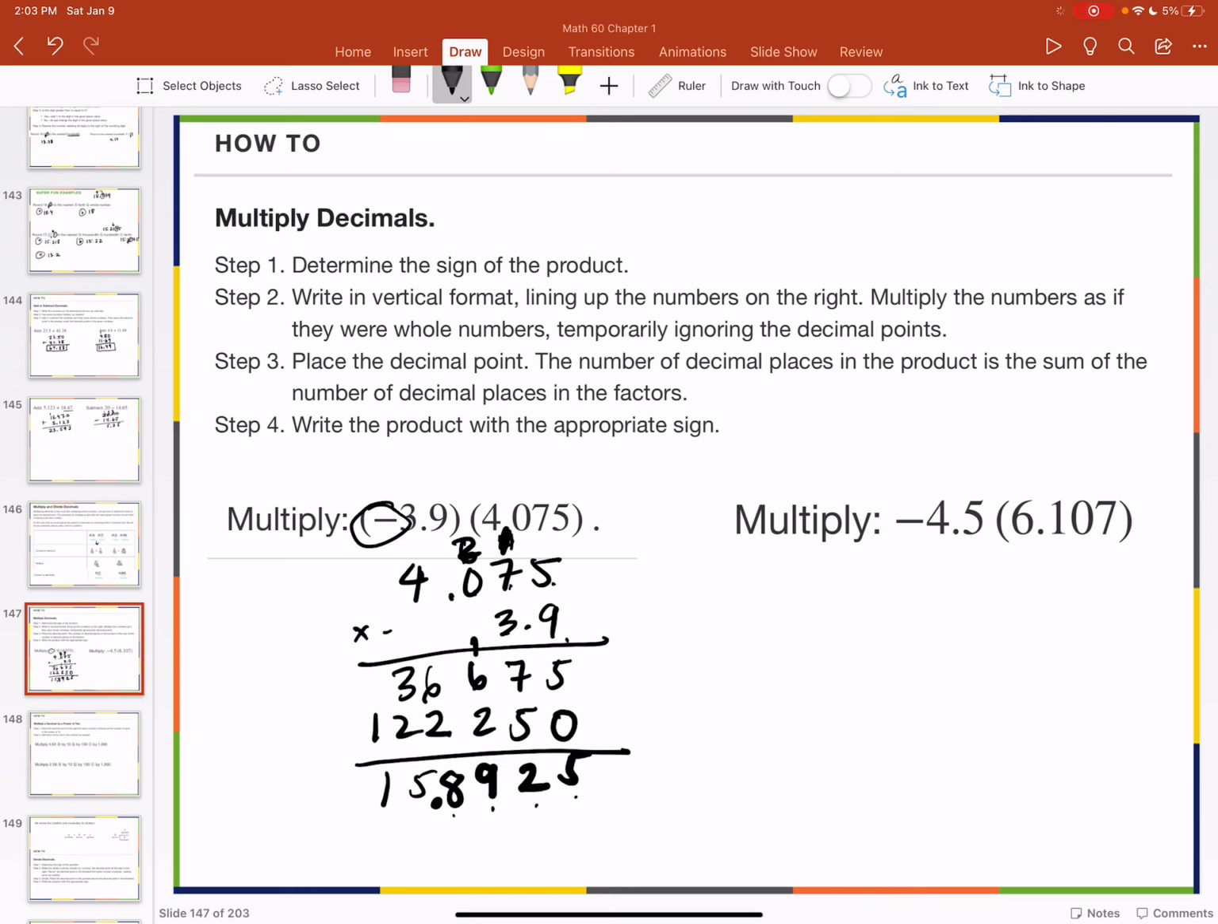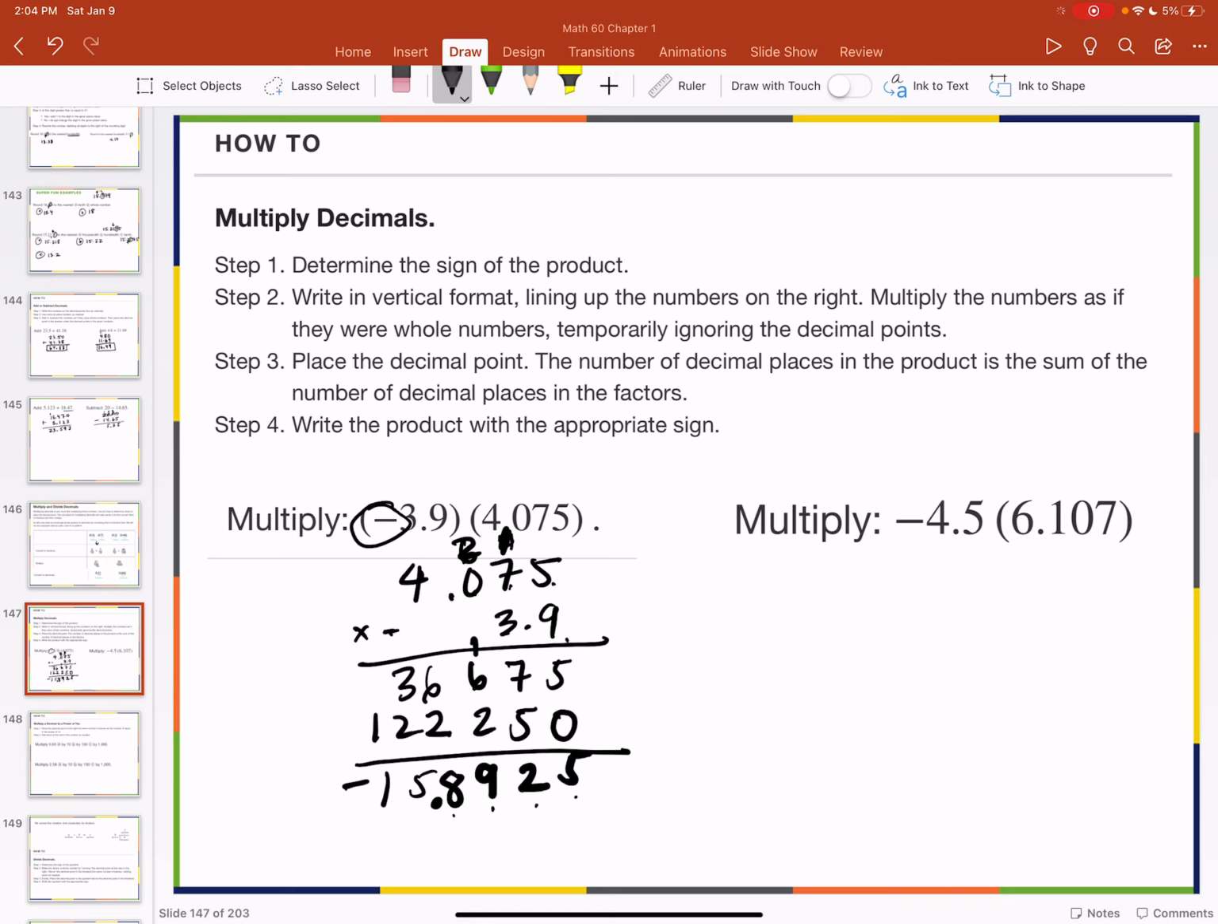Okay. And of course, you can always check with your calculator if you got this correct. So it would be a negative, of course, 4.075 times 3.9, and of course you would get 15.8925 or 15 and 8,925 10,000ths. But it's negative, of course.